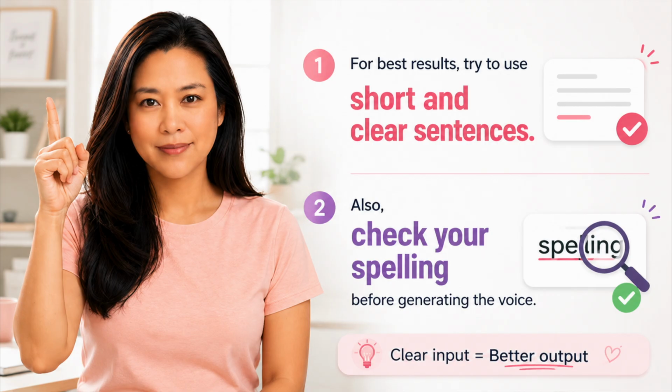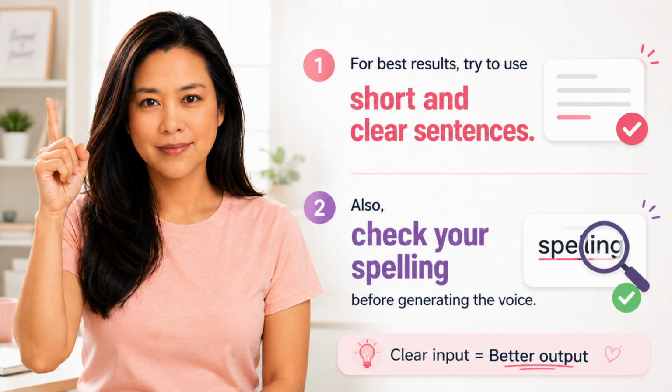After choosing your voice, paste your script into the text area. For best results, try to use short and clear sentences. For example, instead of writing one very long sentence, break it into 2 shorter sentences. This can help the AI voice sound more natural and easier to understand.